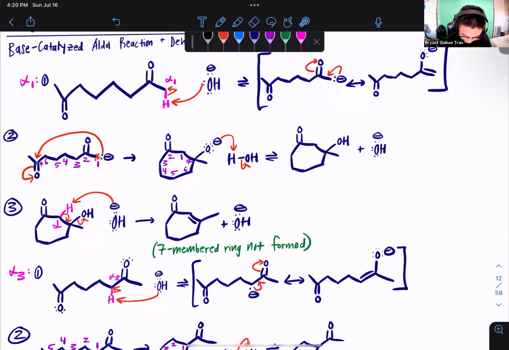So when I draw the product, what I draw first is a 7-membered ring. I don't draw any other groups first. I just draw a 7-membered ring first, and then I number it 1 to 7. And then you know how before there was no bond between 1 and 7. There's only a bond between 1 and 2, 2 and 3, 3 and 4, 4 and 5, 5 and 6, and 6 and 7. This right here is the new bond that we made between 1 and 7.